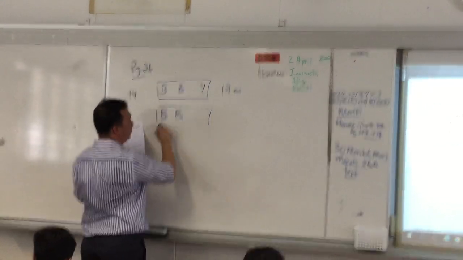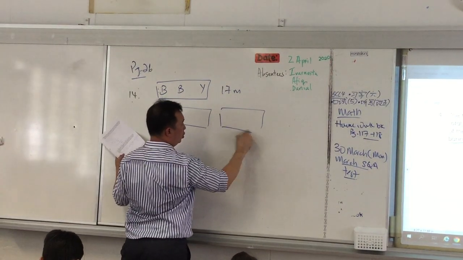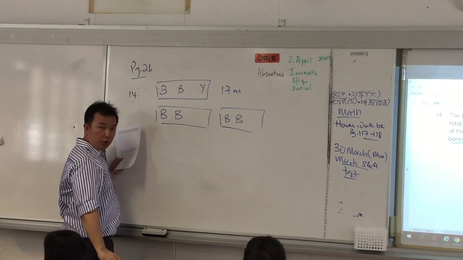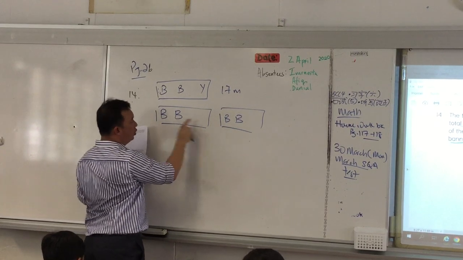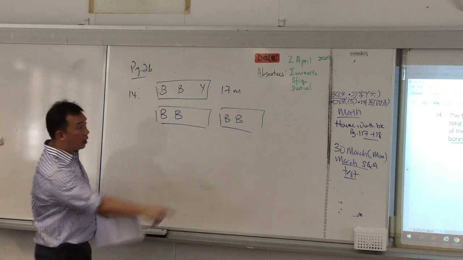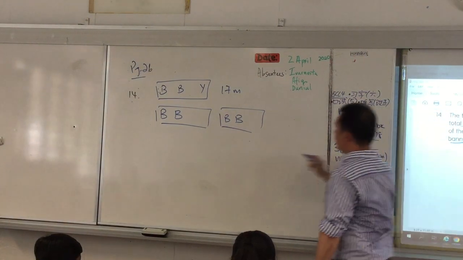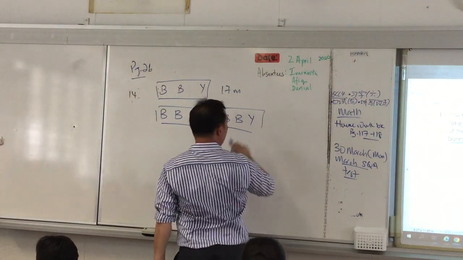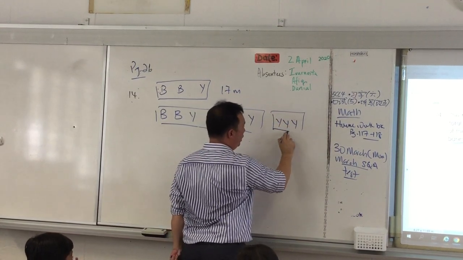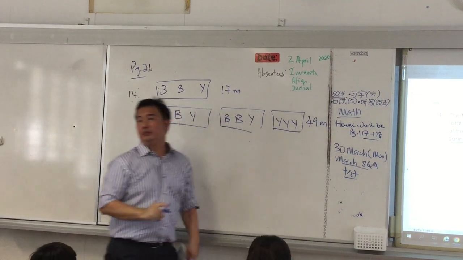Now, see carefully here. 4 blue, right? How many blue already? 2. So 4 blue is 1, 2, 3, 4. How many yellow? 5. So, 1, 2 yellow, and 3 more yellow. 1, 2, 3. What's the total length? 49.